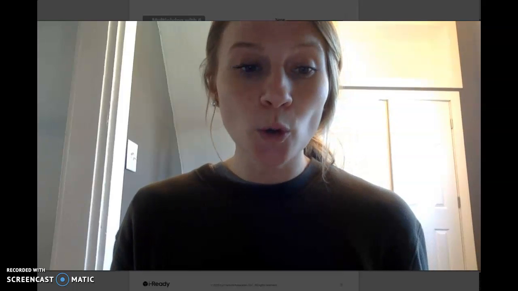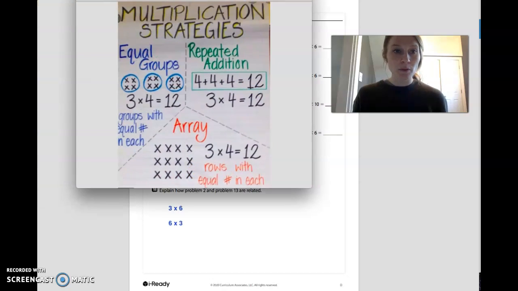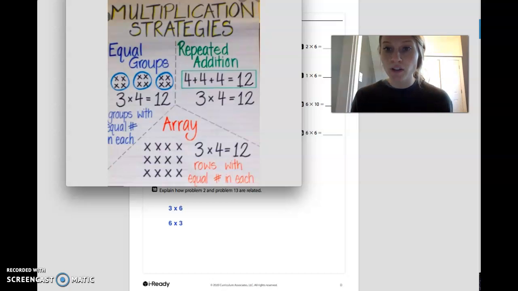So today, we're going to continue with the same lesson of how we solve multiplication by doing a couple different strategies, right? So let's do a quick review on our anchor chart that we saw yesterday. Just to refresh your memories, remember, we can show multiplication by doing equal groups. So this is 3 groups of 4. We can use repeated addition, 4 plus 4 plus 4. We can also make an array, 3 groups with 4 in each. We talked about that a lot yesterday.